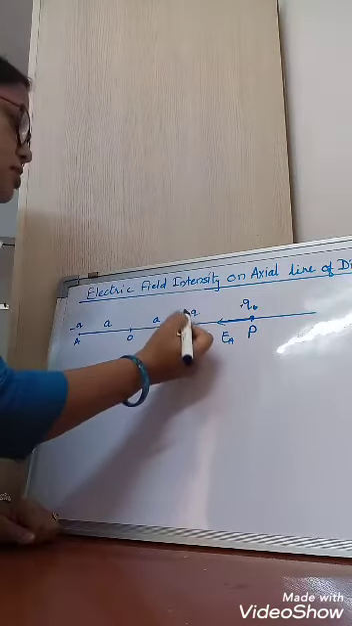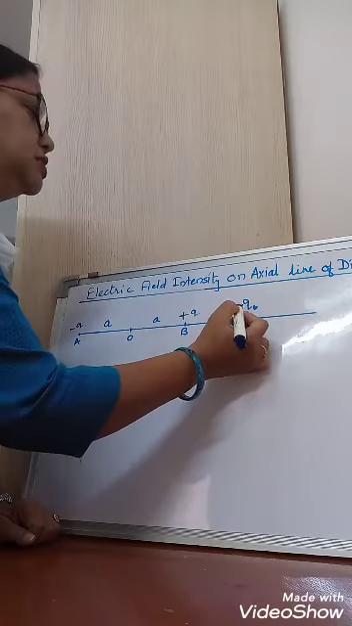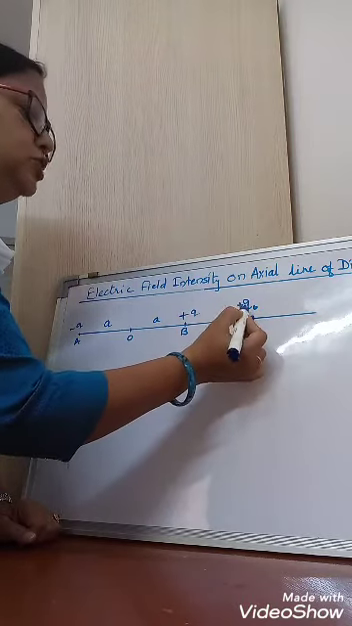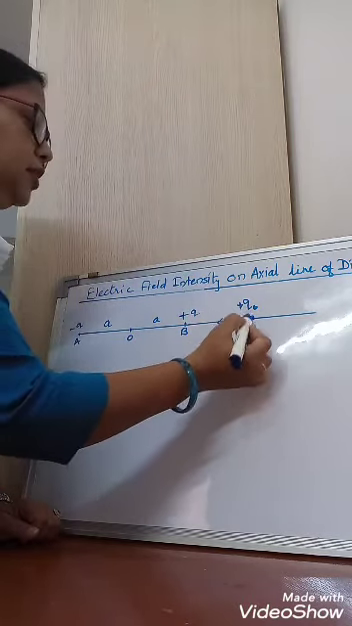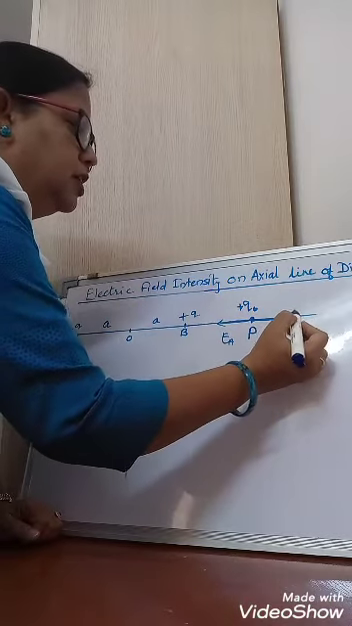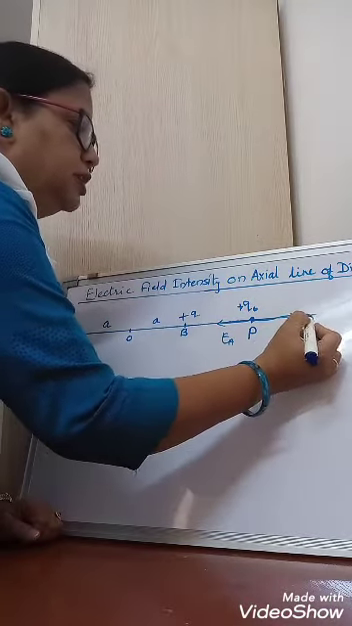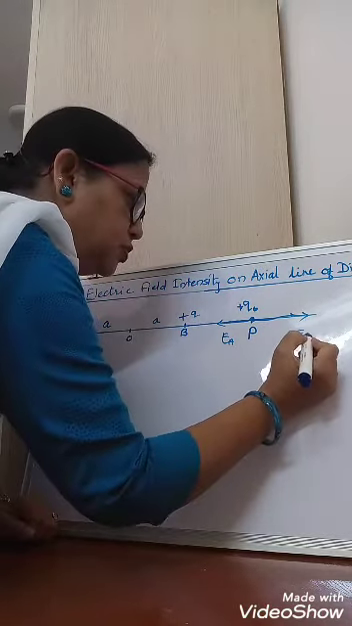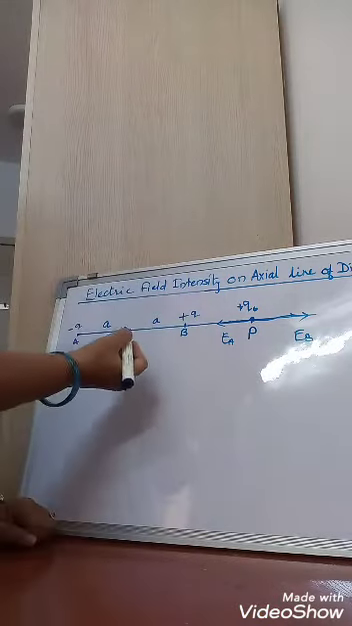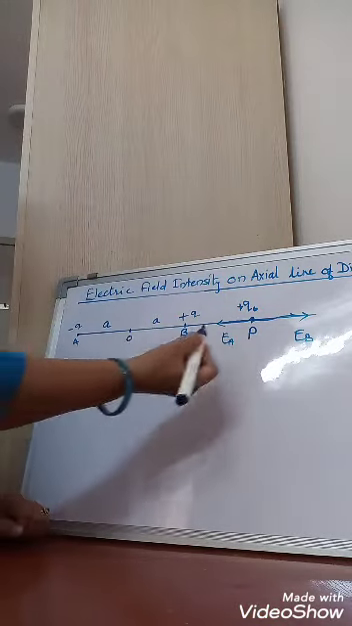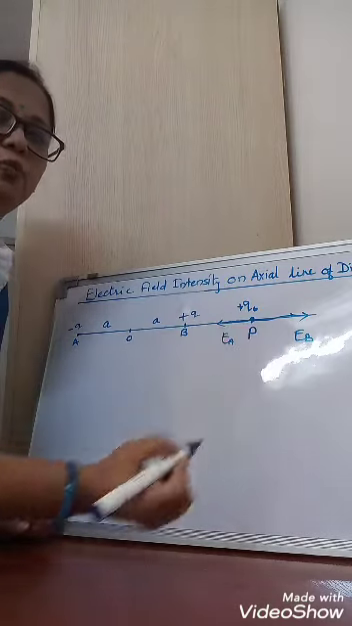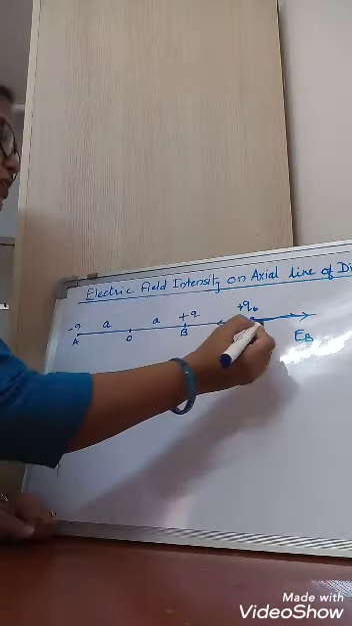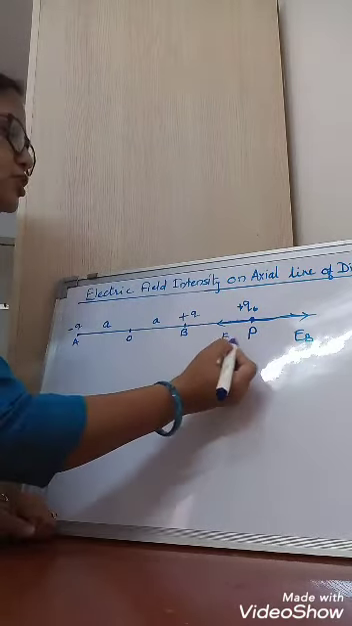Then this charge is plus, and again we have considered a unit positive charge, or test charge. At this test charge we have to consider the force on this charge. So due to this charge, it will have a force in this direction. This is the electric field due to point B, so we write it as EB. We have to find the net electric field at point P. For that, we have to write the expression for EA and EB.